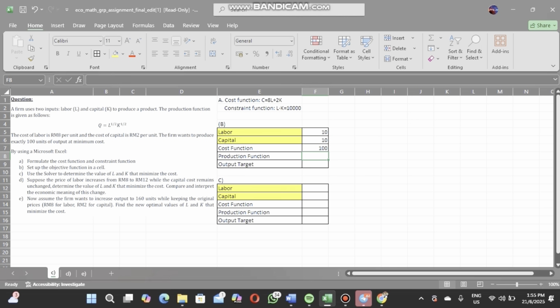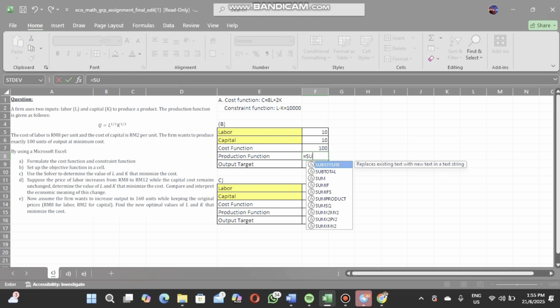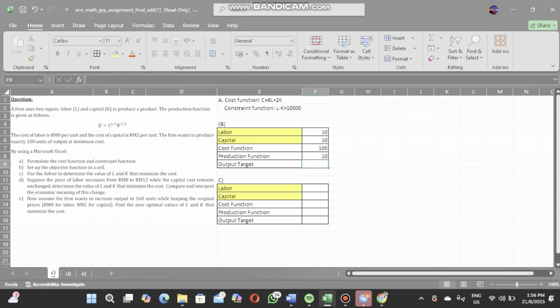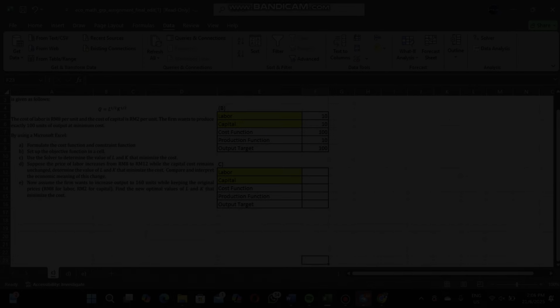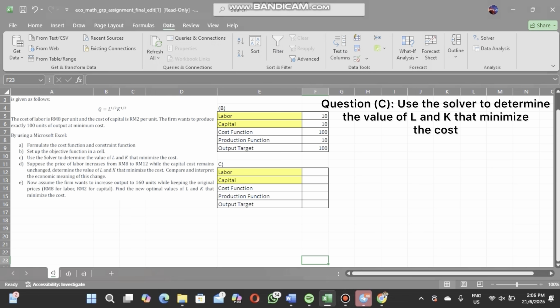For the production function, it equals square root of labor times capital. For the output target, it is 100 units. Now let's move on to question C. Use the solver to determine the value of labor and capital that minimize the cost.